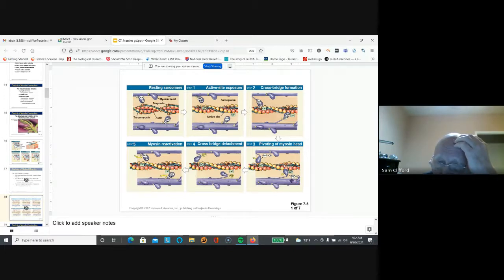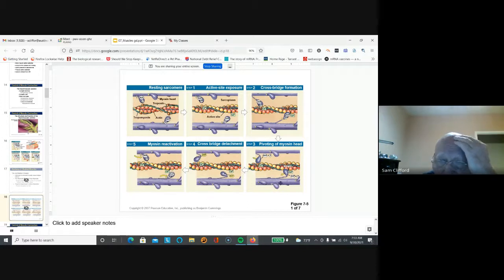So notice that the myosin head pivots. Notice the position here with ADP and phosphorus, which energized the myosin head. It pivots toward the center of the muscle. It detaches, and the process will start all over again with the myosin head being energized.